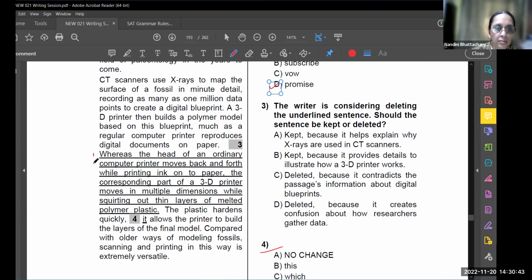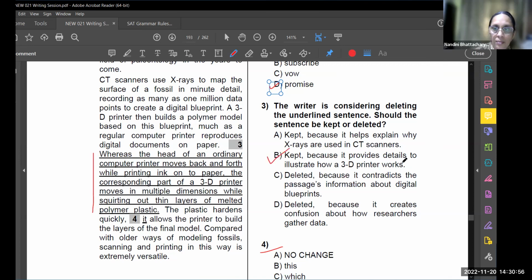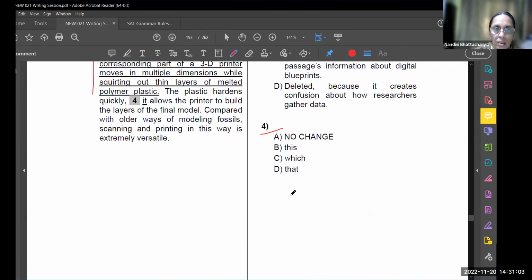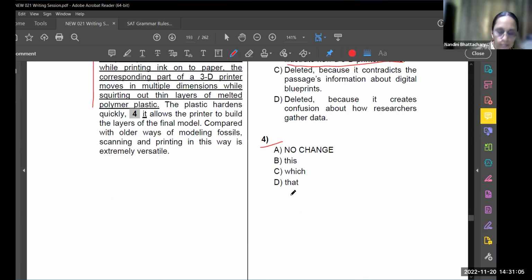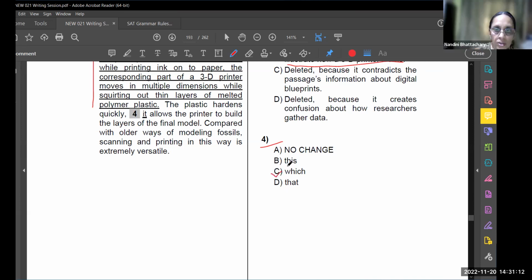So what is it describing? It's describing a process which is related to the paragraph. So I think it should be kept. So we will go with B. It provides details to illustrate how the 3D printer works. Okay, now coming to number 4. Which is C. Why did you choose which?